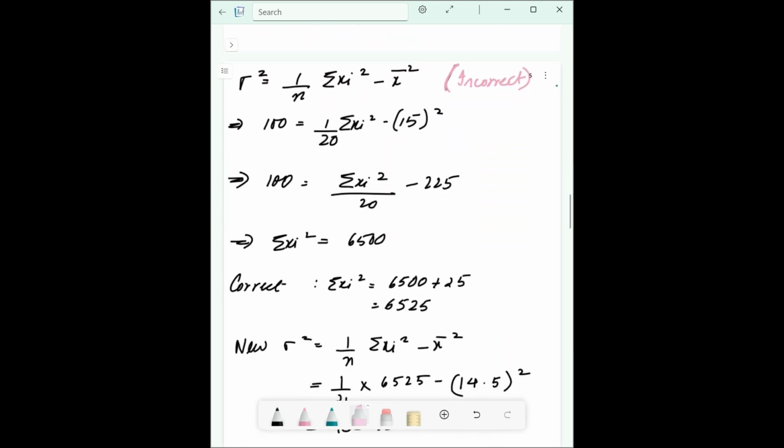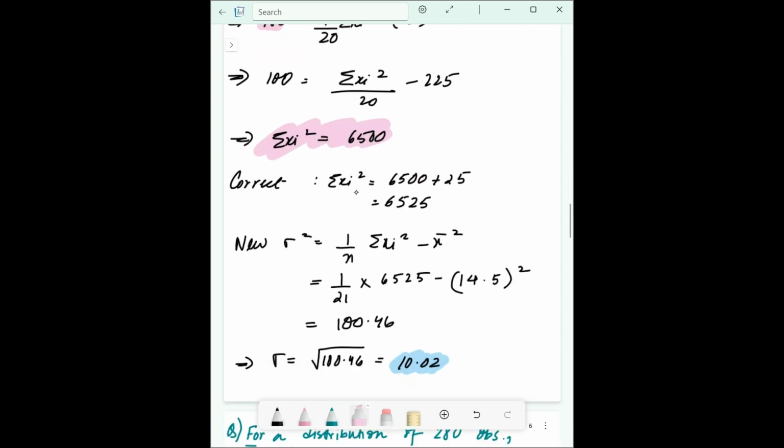Now see, the incorrect variance is 1 by n summation xi square minus x bar square. You write the previous variance and you calculate it. The summation xi square is 6500. Therefore, the correct one will be 6500 plus 5 square, 6525.